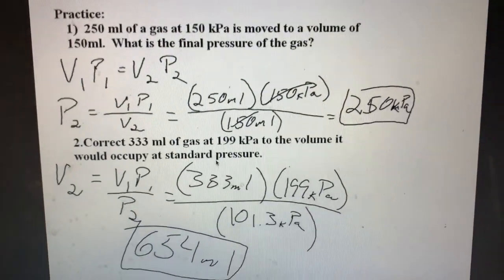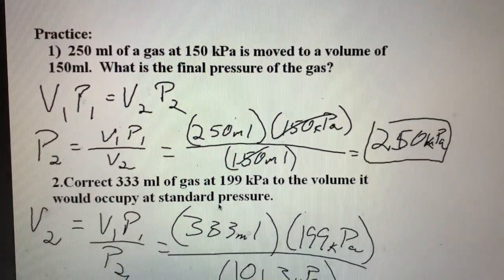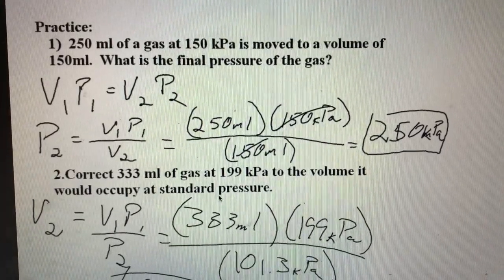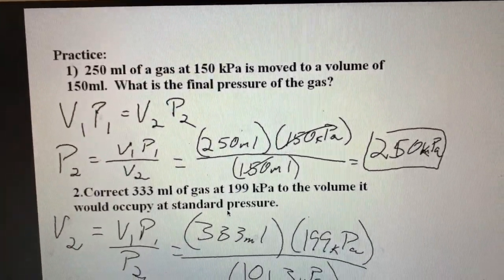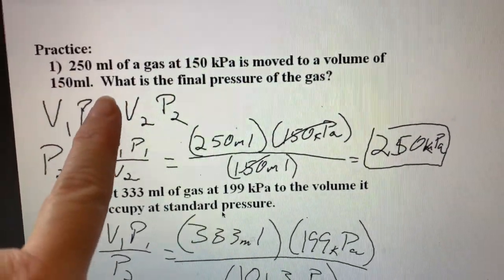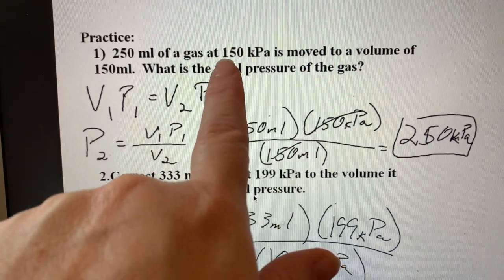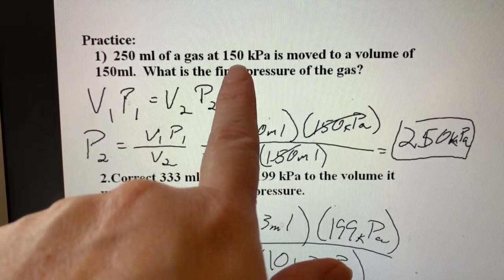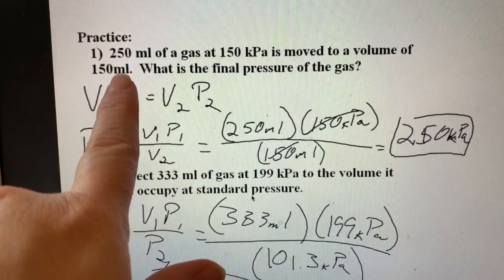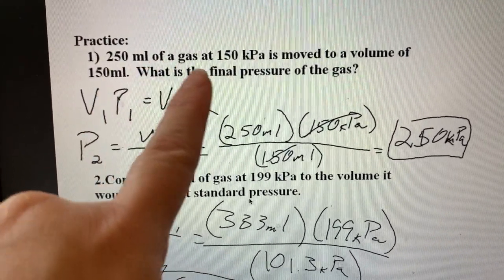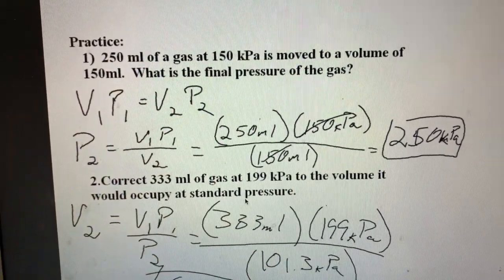All right, so let's take a look at these 2 practice problems. In number 1, 250 mils of a gas at 150 kPa is moved to a volume of 150 mils. What is the final pressure? So my initial volume, my V1, is 250. My initial pressure, my P1, is 150. It's moved to the new volume, so 150 is my final volume. Milliliters is volume, and I want to know what the final pressure is going to be.